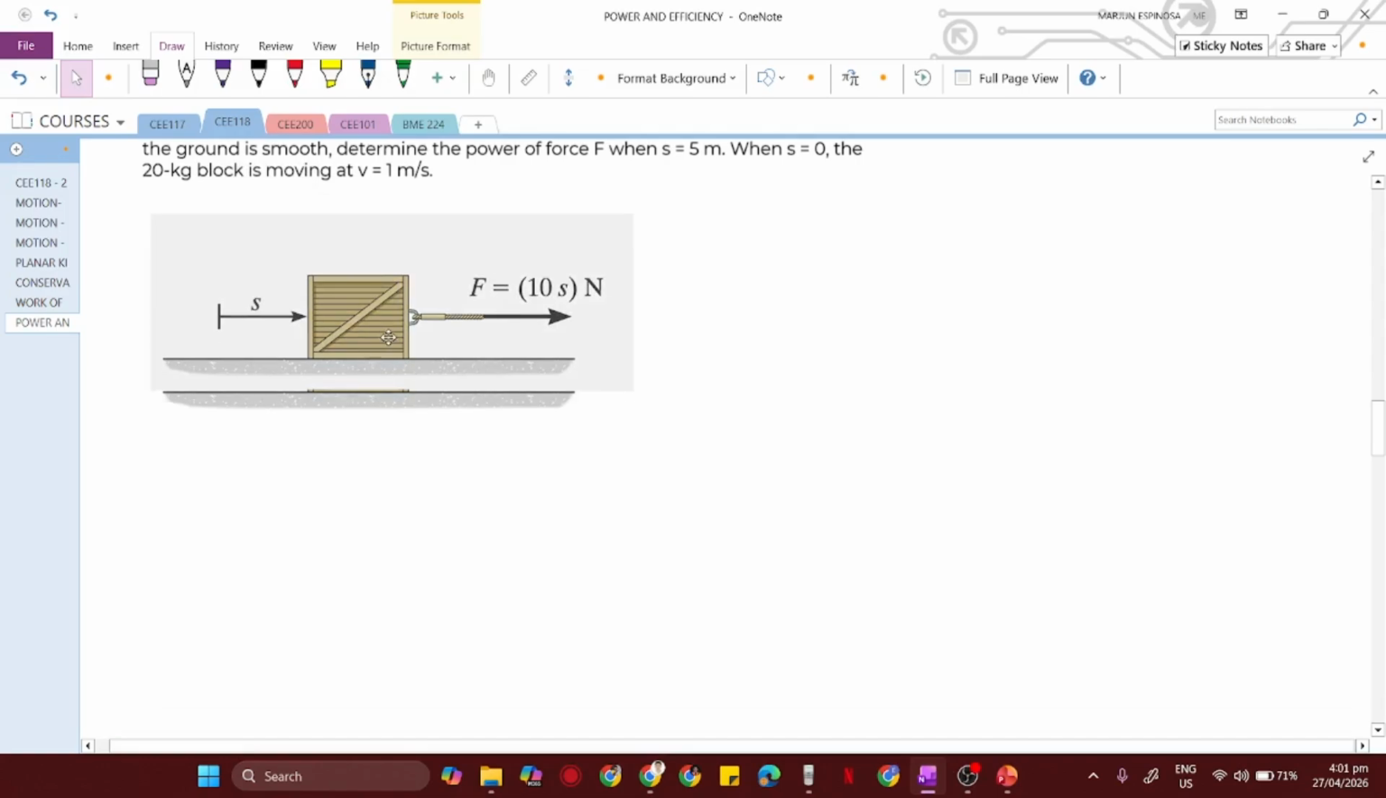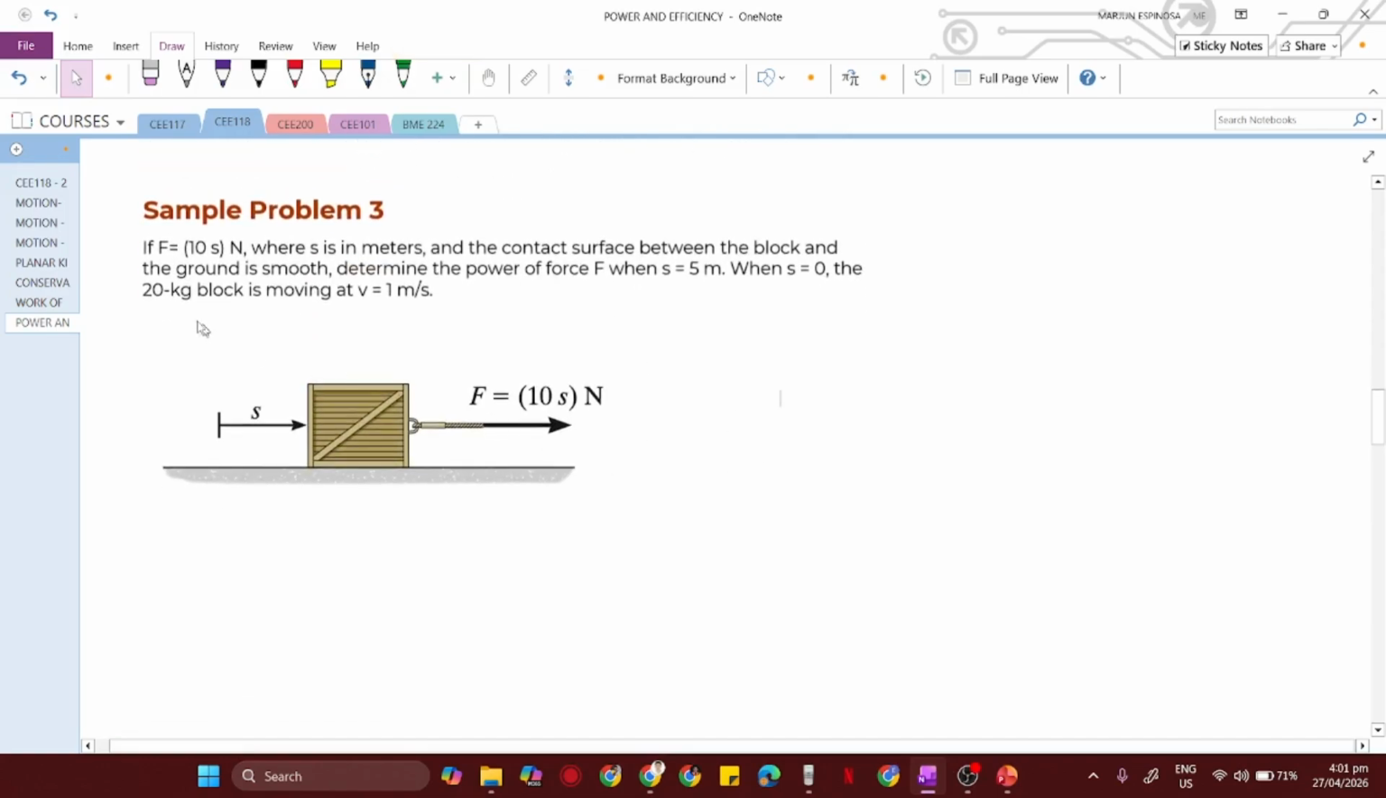Okay, naka-record pa naman. So problem number 3, if F is equivalent to 10S, where S is in meters, and the contact surface between the block and the ground is smooth, determine the power of force F when S is equivalent to 5. When S is equal to 0, the 20 kg block is moving at velocity equivalent to 1 meter per second. So, meron na tayong force na in-exert dito, and that would cause our block to move at the distance of 5 meters. But at S equivalent to 0, meron siyang initial na velocity is equivalent to 1.